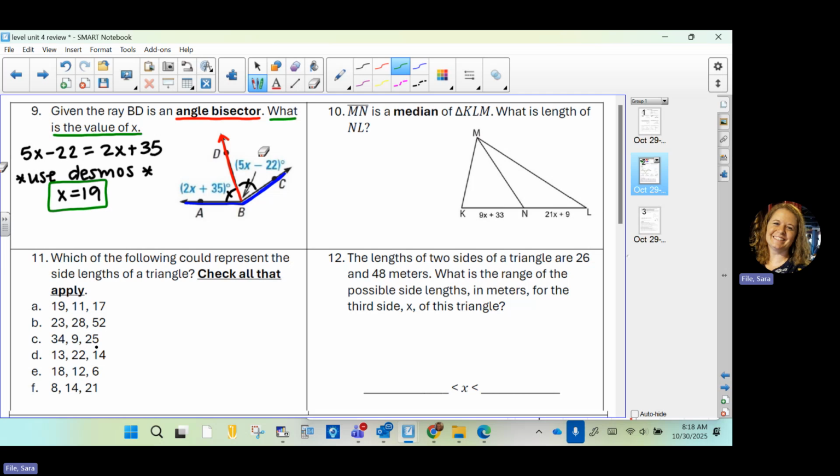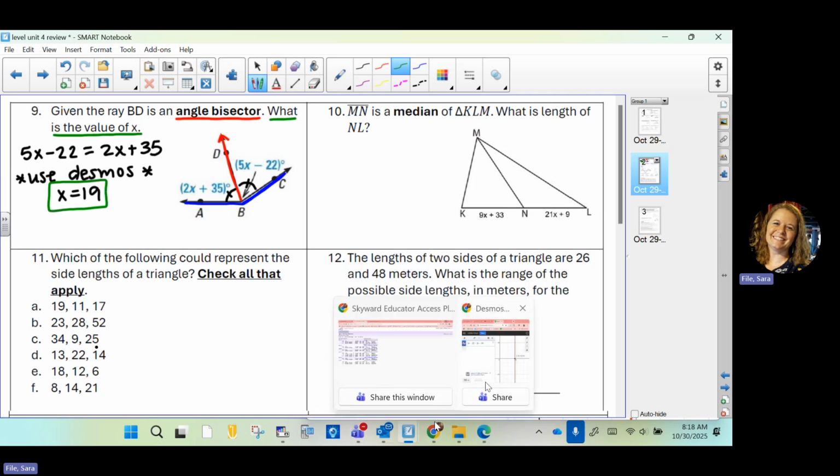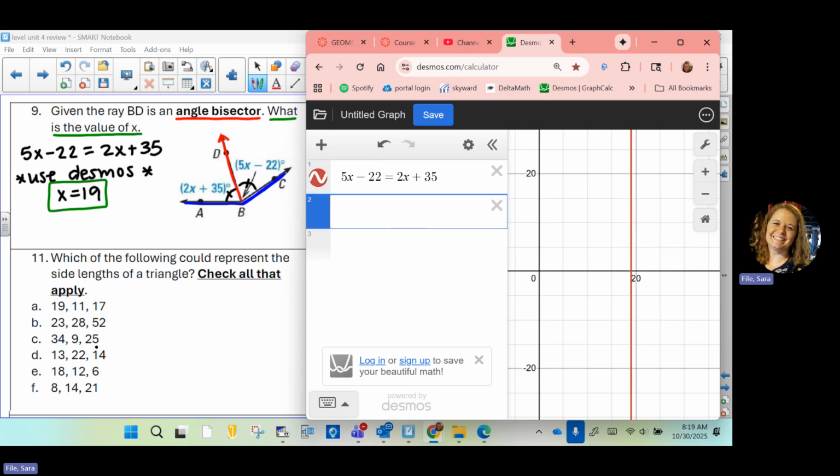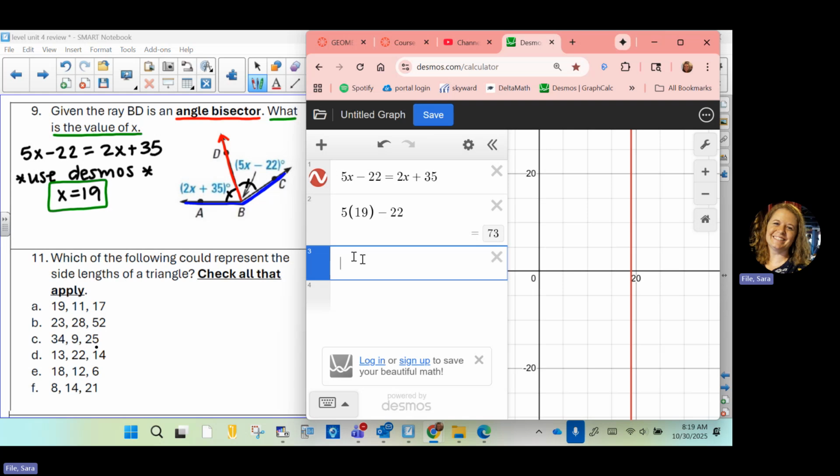Now, a way to check your work. If you're unsure if you did it right, and you know these are supposed to be equal, I can plug this 19 in for these, and I can do this in Desmos. If I plug in 5 times 19 minus 22, it tells me that that little angle should be 73. And then I can check the other side. 2 times 19 plus 35. Okay, that also comes out to 73. So that's a check because they should come out equal, shouldn't they?